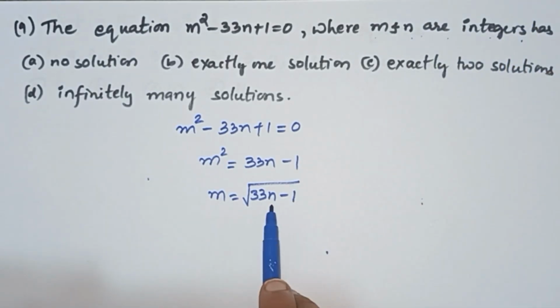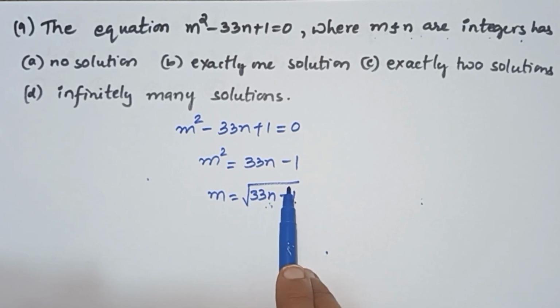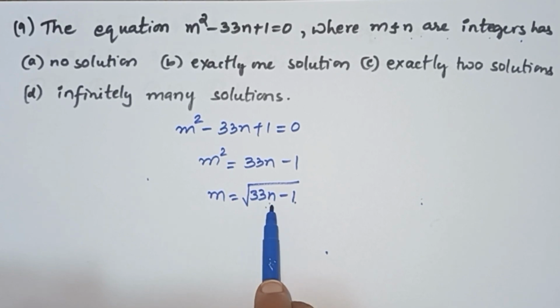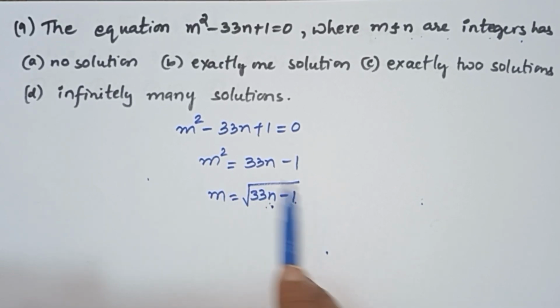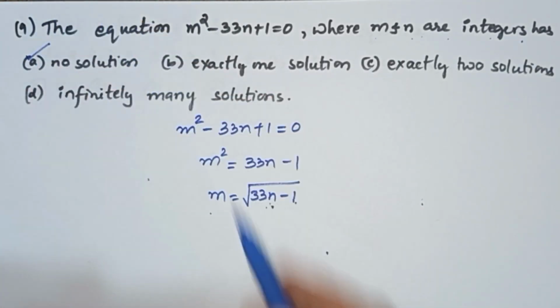If you choose n as any of the integer, then suppose n equal to 1, 33 minus 1, 32. Square root of 32 is not an integer. Therefore, there does not exist any integer n for which this final answer is an integer. Hence, the answer is no solution.